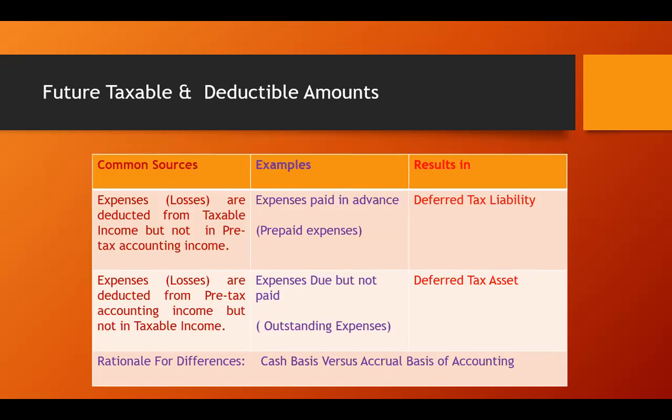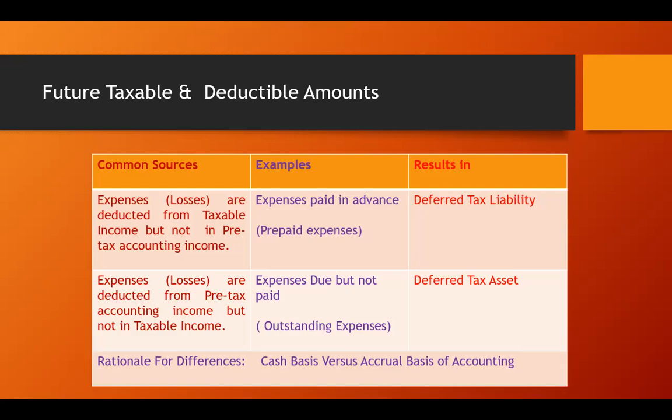Similarly, you take the profit and loss account debit side, expenses. The common source of difference on the debit side is that expenses or losses are deducted for taxable income, but not in the pre-tax accounting income. For example, expenses paid in advance, we call them prepaid expenses. That results in deferred tax liability. Another one is where expenses or losses are deducted for pre-tax accounting income, but not in taxable income. We call it expenses due but not paid. This is called outstanding expenses, which results in deferred tax asset.